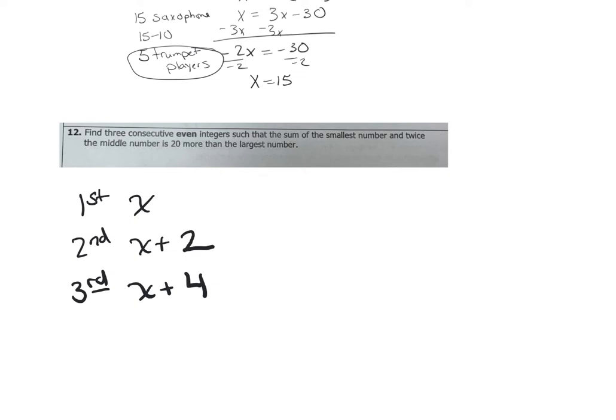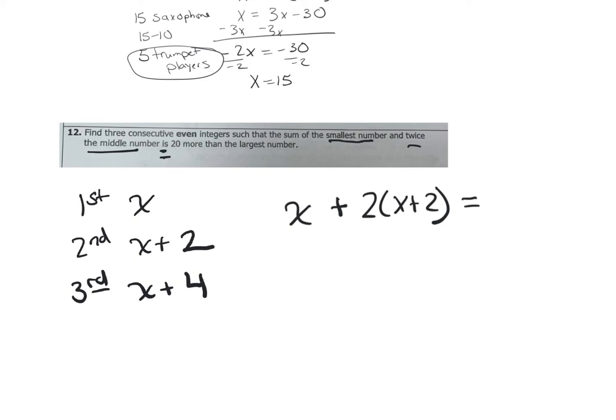So we're going to find 3 consecutive even integers such that the sum of the smallest number and twice the middle number, let's do that first because we have an equal sign here, right? So the smallest number is which one? X. And the sum means add, but we need twice the middle number. How are we going to do that? 2 parentheses x plus 2. So we have 2 of those. We have 2 x plus 2's, right?